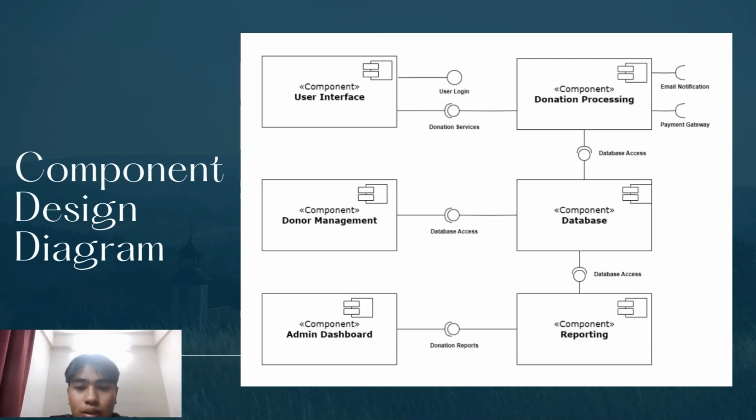As you can see, each component communicates through defined interfaces, ensuring modularity and independence. For instance, the user interface calls the donation processing service via APIs, and donation processing accesses the database for transaction records. This decoupled architecture ensures that if one service such as reporting requires an update or faces downtime, it doesn't affect critical services like donation processing.